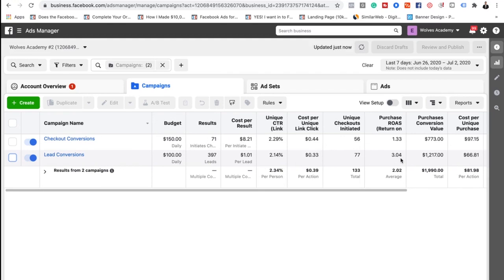So that's all this is about, guys. This is literally how this works. Literally just scale the wolves, slaughter the sheep, and continue to make data-driven decisions.